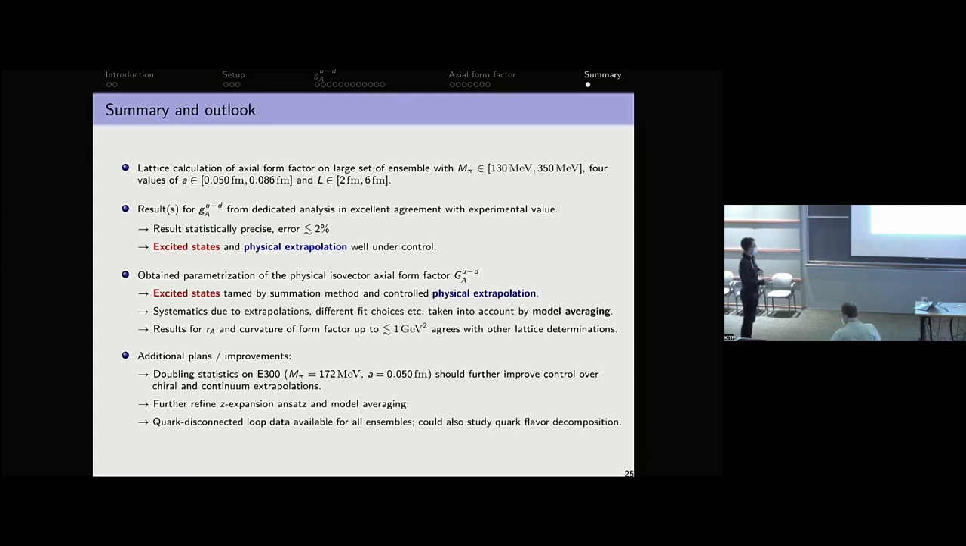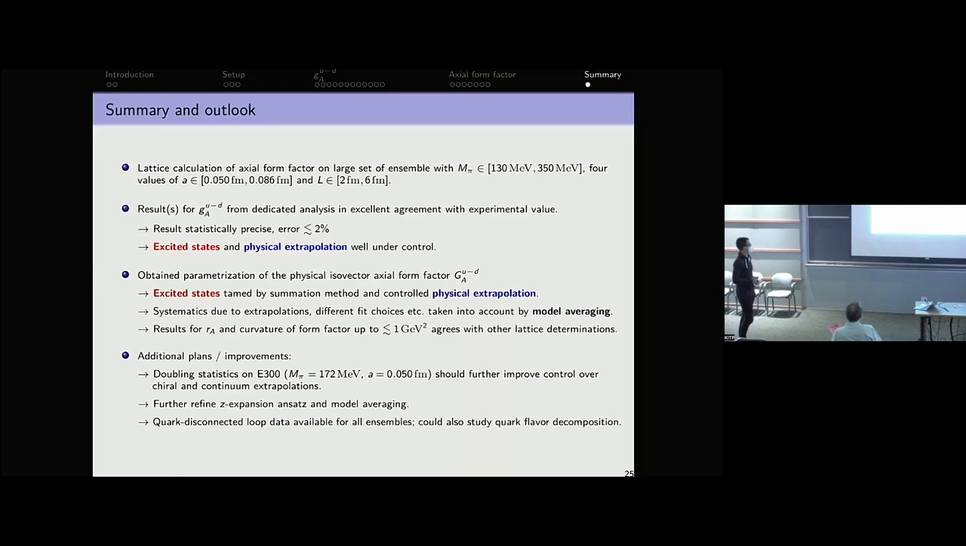In this case, the model averaging that we did really increased the error, trying to take into account all the systematics due to different choices of the fit ansatz or cuts you can make in your data. What you find from that, the axial radius and also the curvature of the form factor that we get, agrees with other lattice determinations.